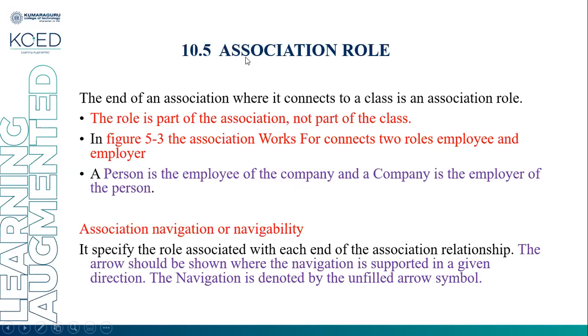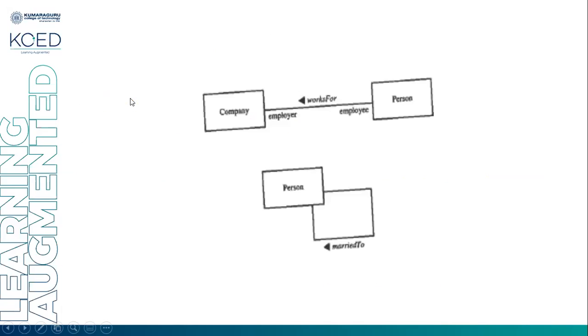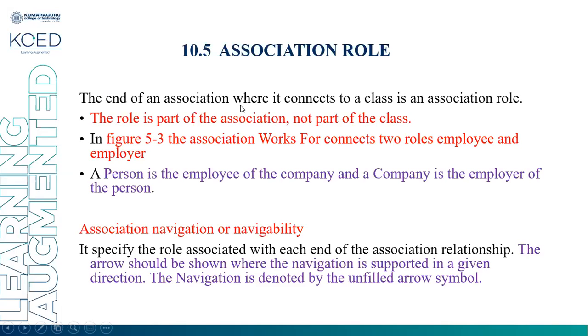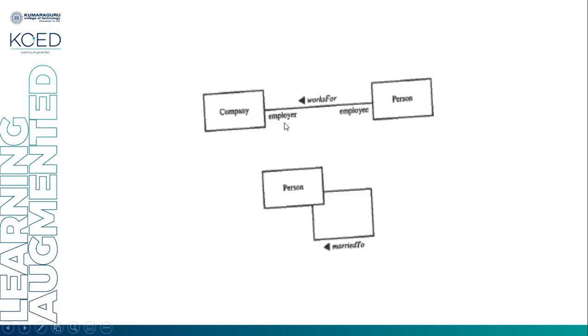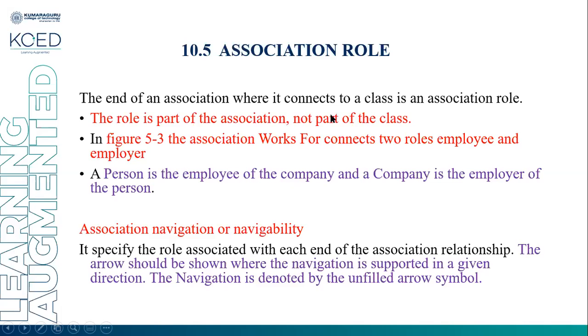In the previous slide, figure 5.3, we discussed the association role. The end of the association where it connects to a class is an association role. The role is a part of the association, not a part of the class. So employee is not a part of a company, and employee is not a part of a person. It is a part of an association.